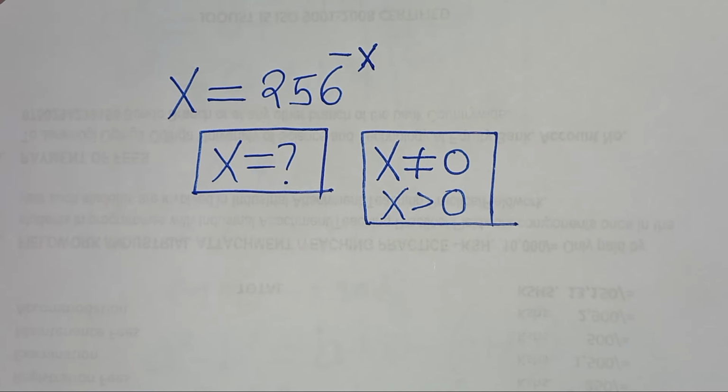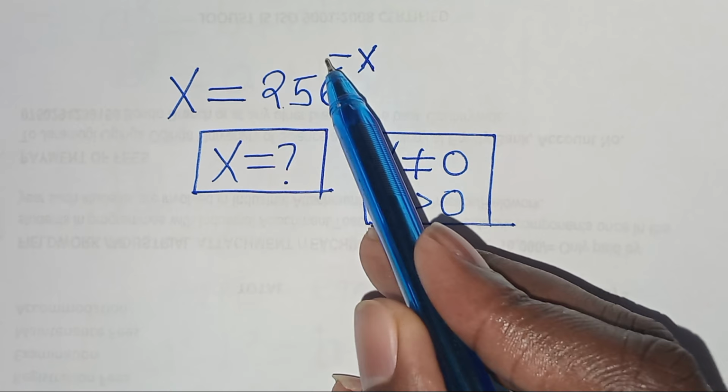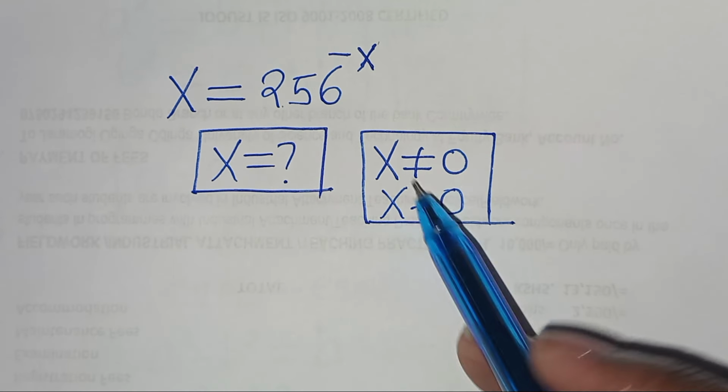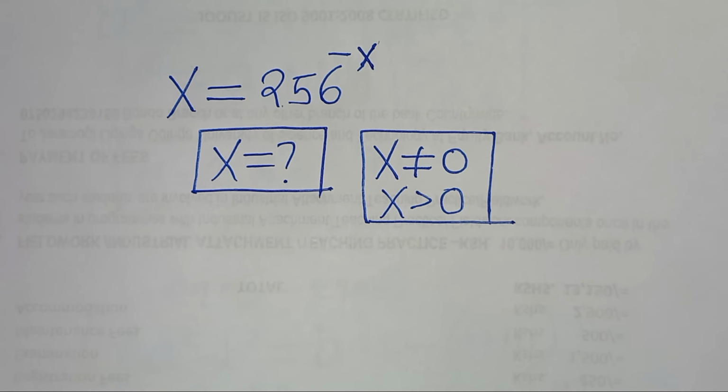Hello everyone, you're welcome to solve this nice algebra problem, which is x is equal to 256 raised to the power of minus x. Now, what is the value of x given that x is not equal to 0 and that x is greater than 0? So let's provide a solution from here.